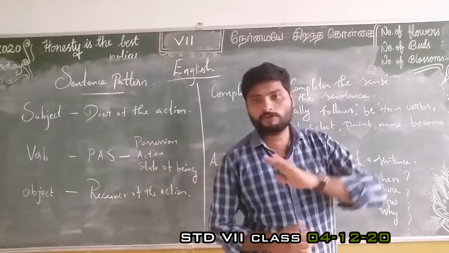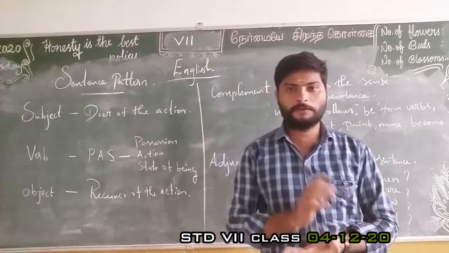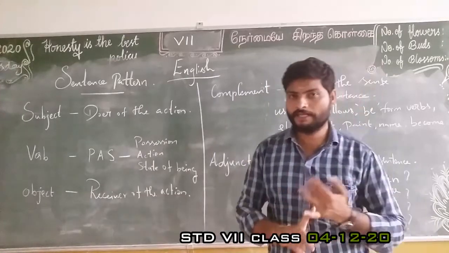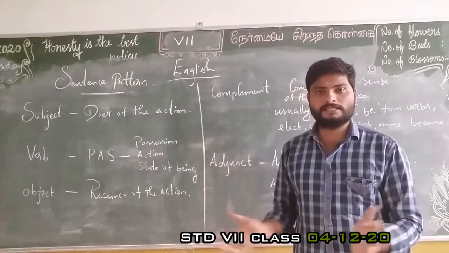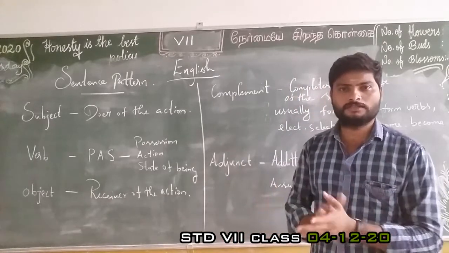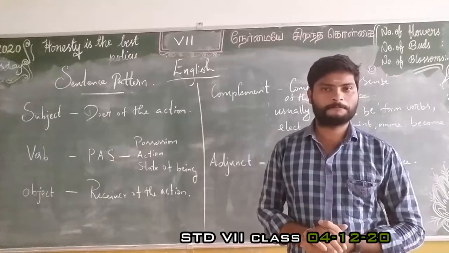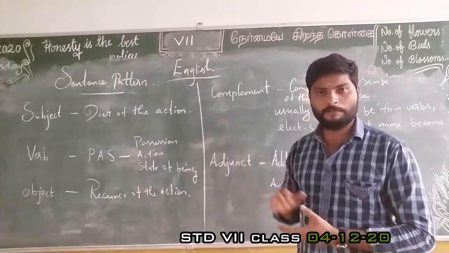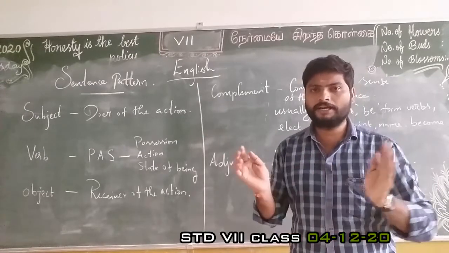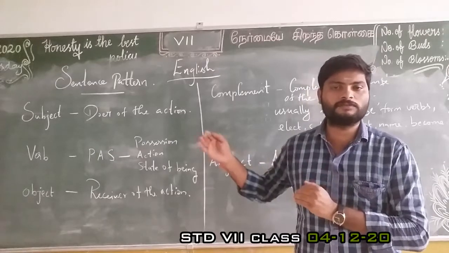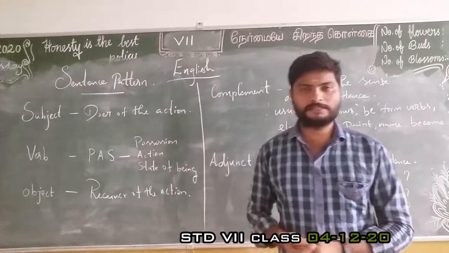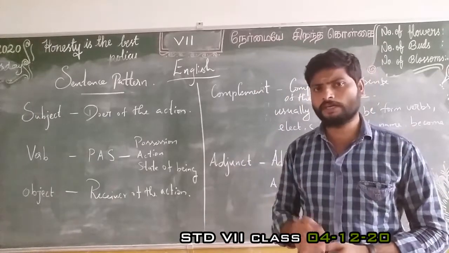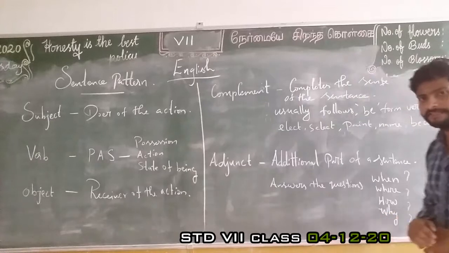So there are 4 questions to be asked to identify the part of adjunct: when, where, how and why. So these are all the combination in sentence pattern. With these 5 components, we can easily divide or categorize the words in a sentence. Shall we begin with examples? Pause the video and write all these things.